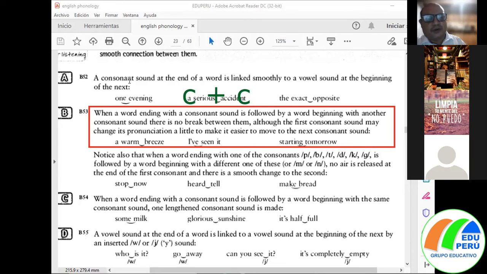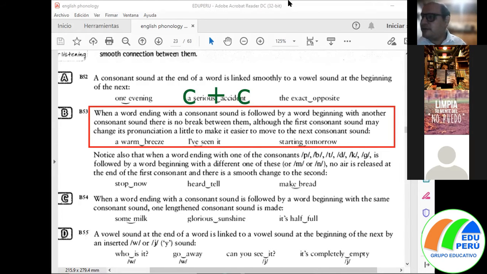Now, notice also that when a word ending with one of the consonants pa, ba, ta, ka, ga is followed by a word beginning with a different one of these, or m or n, no air is released at the end of the first consonant, and there is a smooth change to the second. Remember when we talk in phonetics, and in phonology, about the term aspiration? Can you remember it?